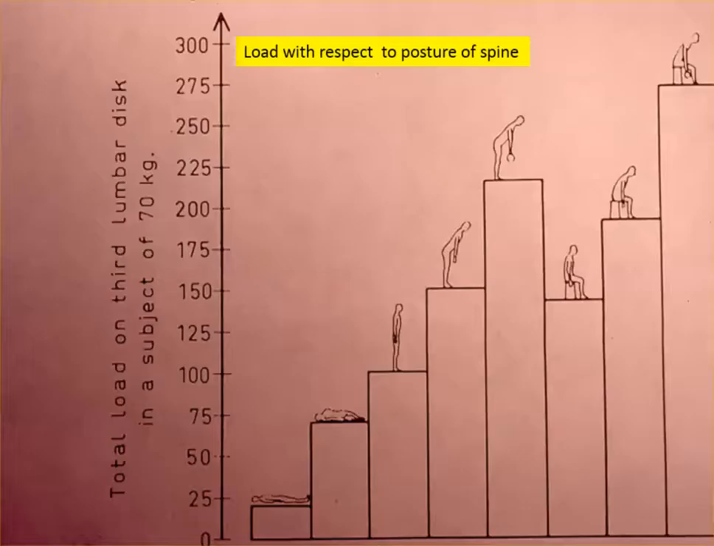So the other important thing is what loads the disc. The lowest load of the disc is on the left, lying supine. Standing is really low. Look how low standing is. So standing is a very good position for your disc. And then you can see bending puts more stress on the disc. Sitting puts a lot of stress on the disc. And slouching when you sit puts the most stress on your disc. This is from Nachemson's study from like 60 years ago or something. I always thought fetal position was more comfortable.